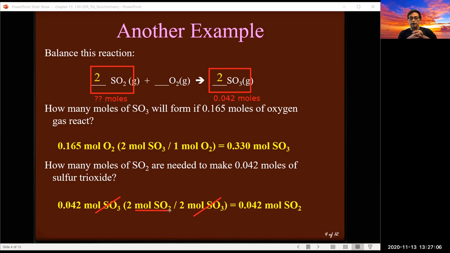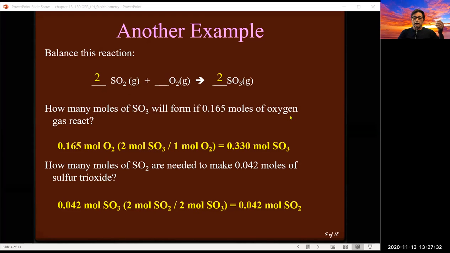And so 0.042 moles of sulfur trioxide require 0.042 moles of sulfur dioxide. Okay. Simply because it's a 1-to-1 relationship here. Quite different from the previous example where the relationship is a 2-to-1. So I need to double the amount, okay, because of the mole ratio difference.